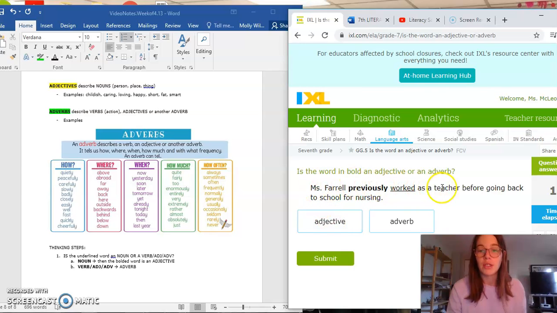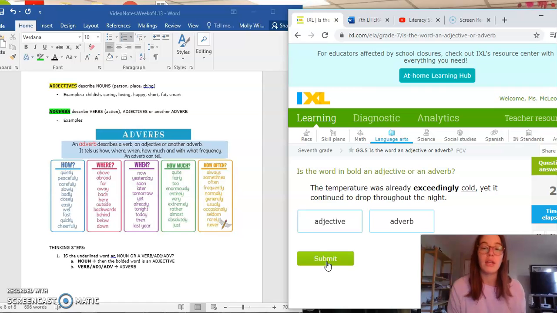Mrs. Farrell previously worked as a teacher before going back to school for nursing. Worked is a verb, it's an action. Previously, I see that ly. That's a clue that it's an adverb, but it also tells when did she work? Previously, that's an adverb.